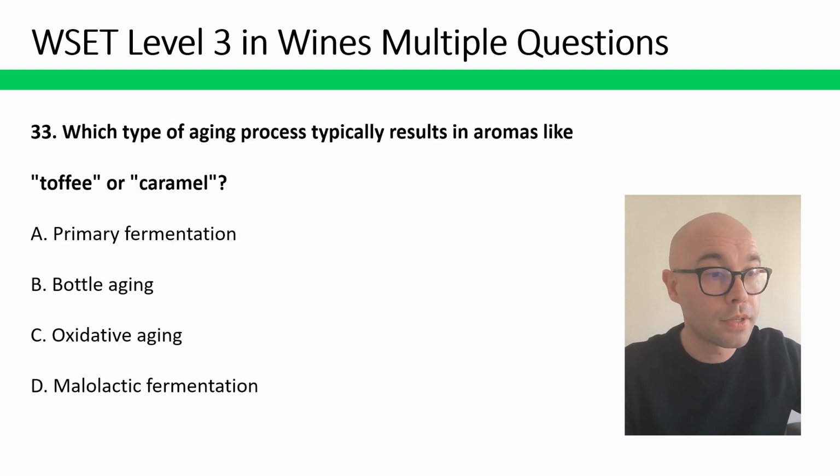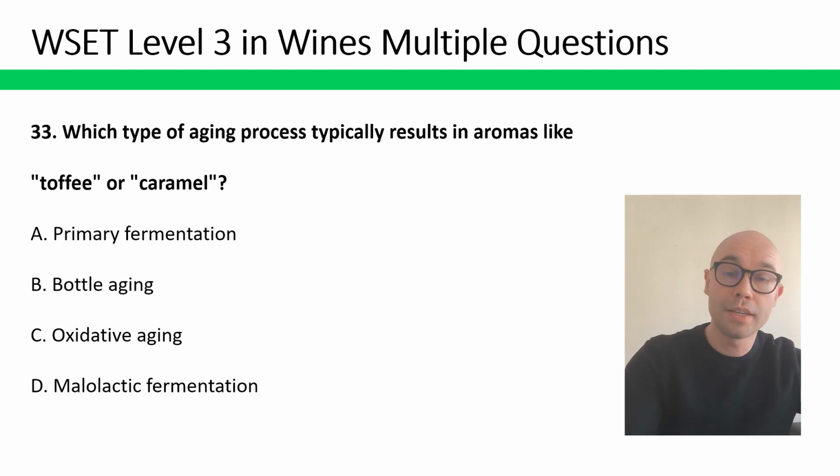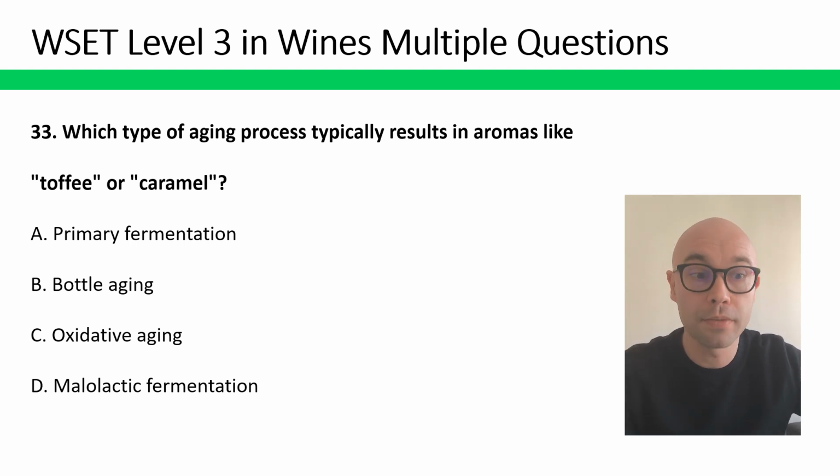Which type of aging process typically results in aromas like toffee or caramel? Primary fermentation, bottle aging, oxidative aging, malolactic fermentation. So this is purposeful oxidative aging that is used for making Oloroso sherry.